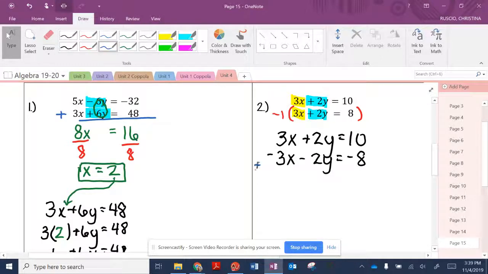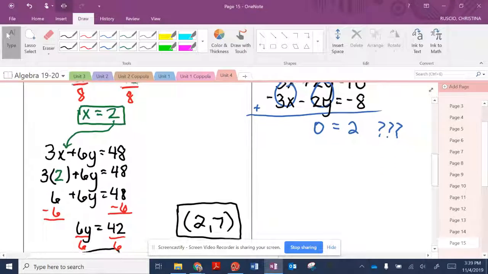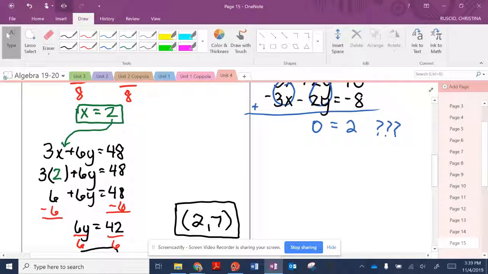Now, when I add these guys together, something really cool happens. 3x minus 3x is 0. And oh my gosh, this is wild. 2y minus 2y is also 0? So what the heck? I have 0 equaling 10 minus 8, which is 2. What? Does 0 ever equal 2? No, never. So you want to know what this means? There is something that we call no solution.